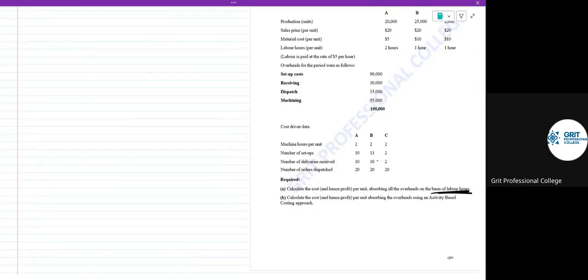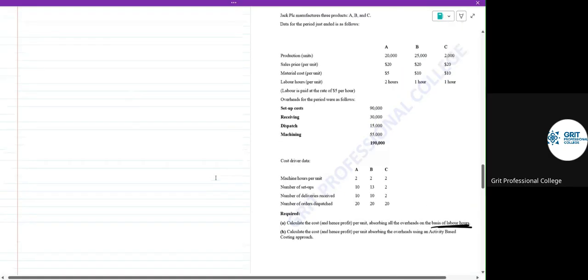In another question, you see production units. Last night, he told you to use the percentage of the direct material cost and then the percentage of the direct labor cost. So always they will tell you the basis of absorption to use under the traditional one, and then the other one will be the ABC. So let's take them one by one.